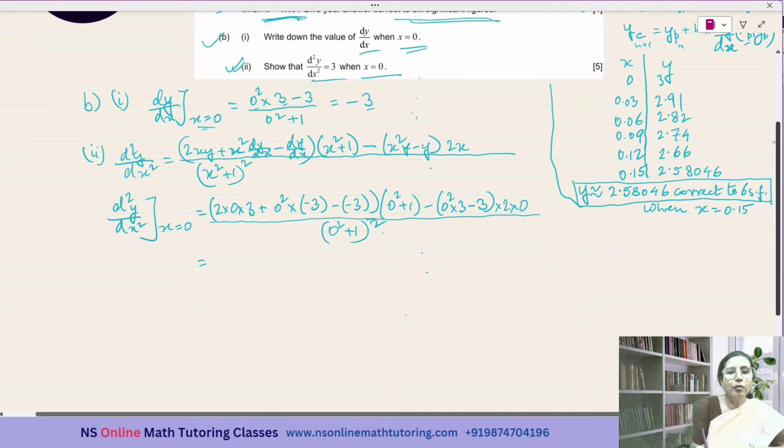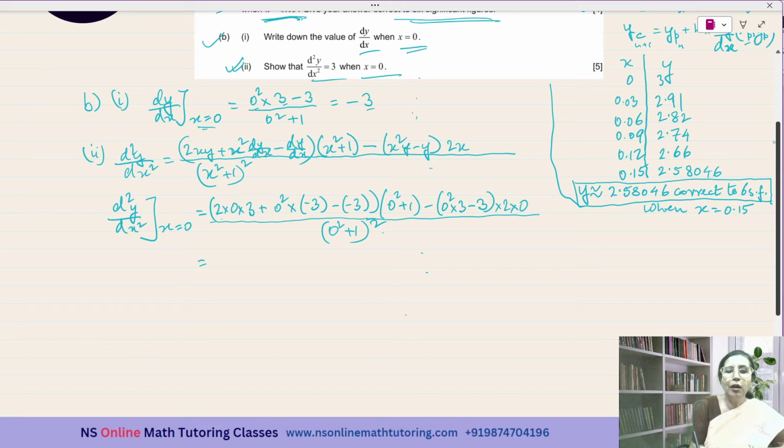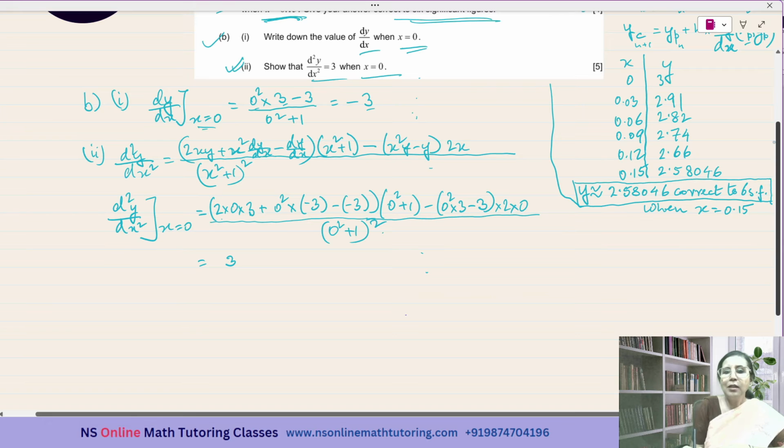So this is equal to 2 times 0 times 3 is 0. 0 square times negative 3 is also 0. And negative of negative 3 is positive 3. And 0 square plus 1 is 1. So 3 times 1 is 3. And this one is multiplied by 0. So it is 0 over 1, which is equal to 3. Okay. So we have got 5 marks so fast.